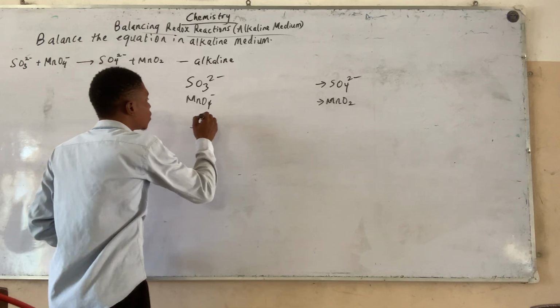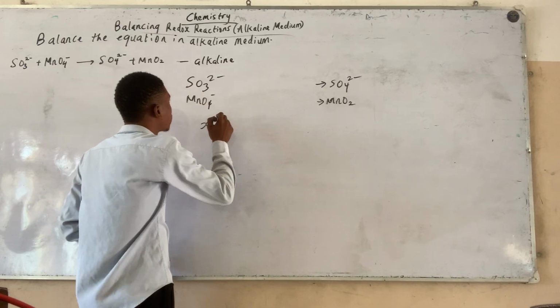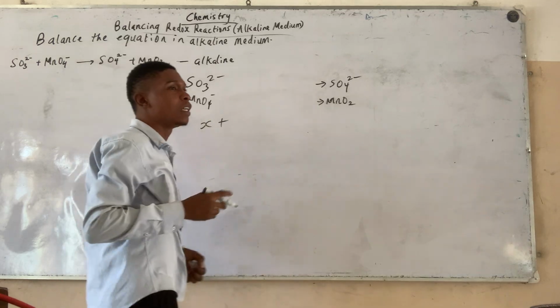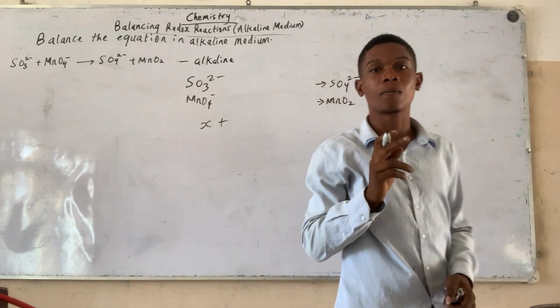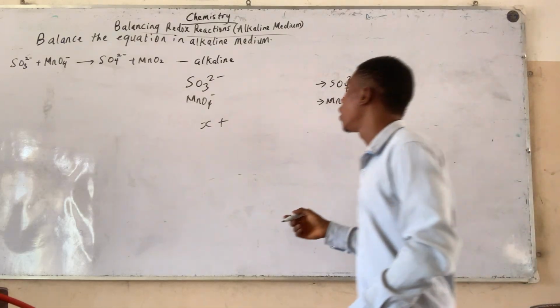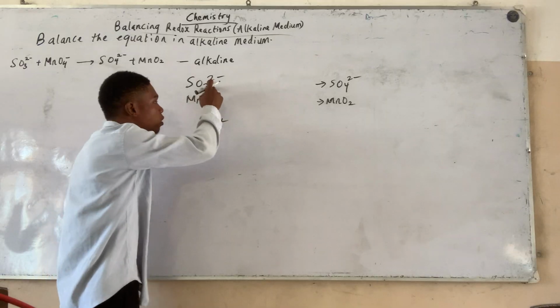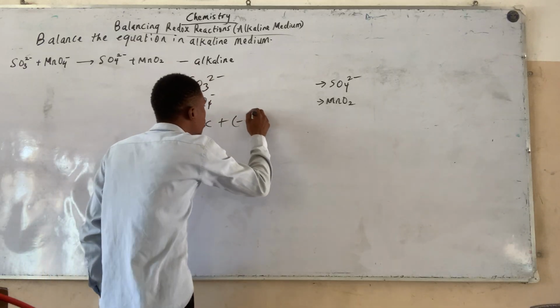We have S. S will be represented by X. This X plus. Now, the oxidation number of oxygen is -2, except in peroxides when it is -1. Then -2 times 3, because we are having 3 atoms of oxygen here. -2 times 3 will give us -6.